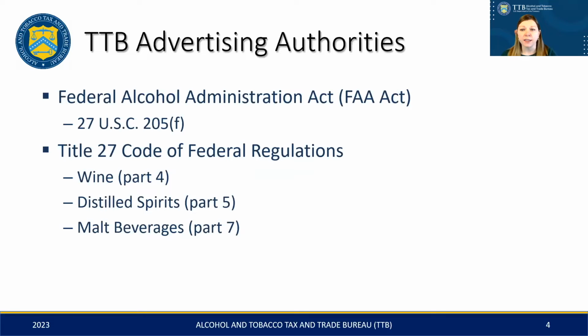The FAA Act's advertising provisions are codified in Title 27 of the United States Code, Section 205F. The regulations that implement the FAA Act's advertising provisions can be found in Title 27 of the Code of Federal Regulations, in Part 4 for wine, Part 5 for distilled spirits, and Part 7 for malt beverages. These regulations are available on our website at www.ttb.gov.